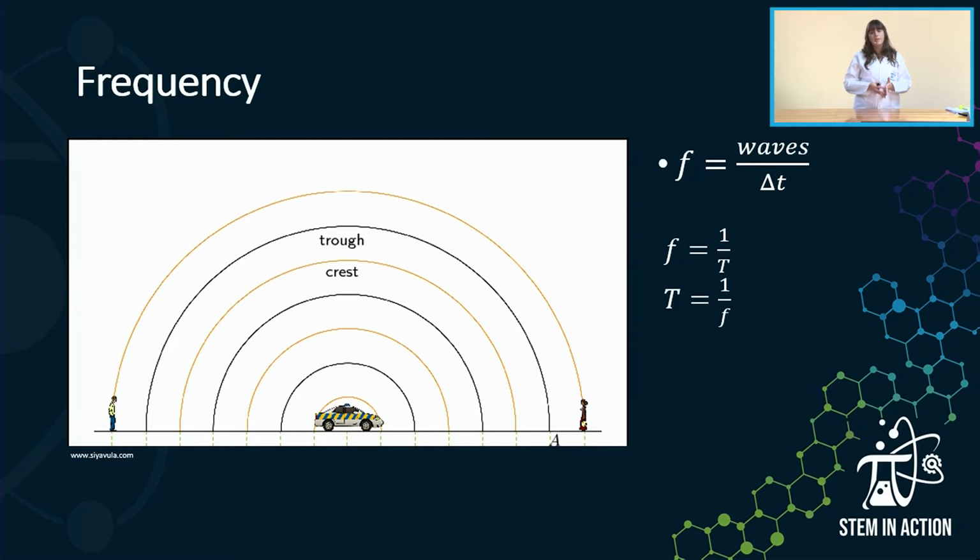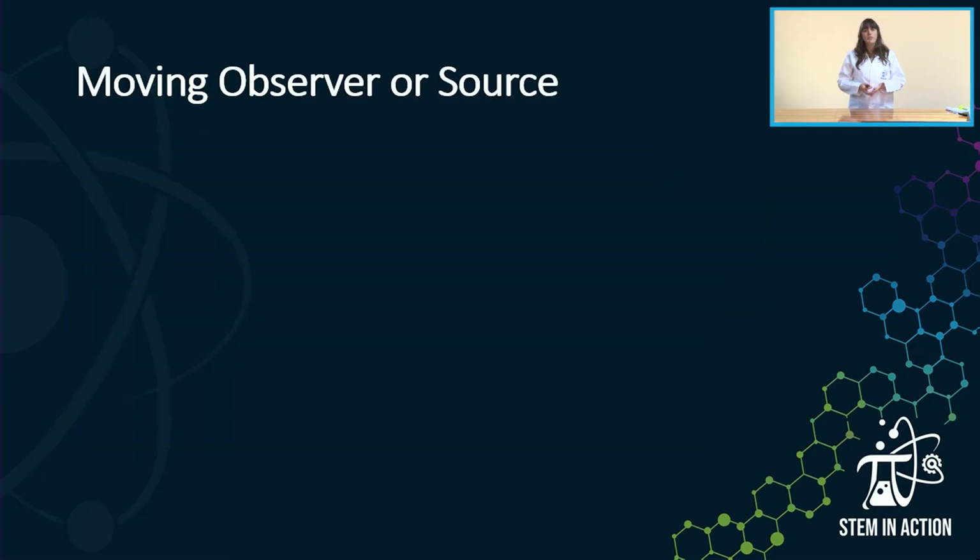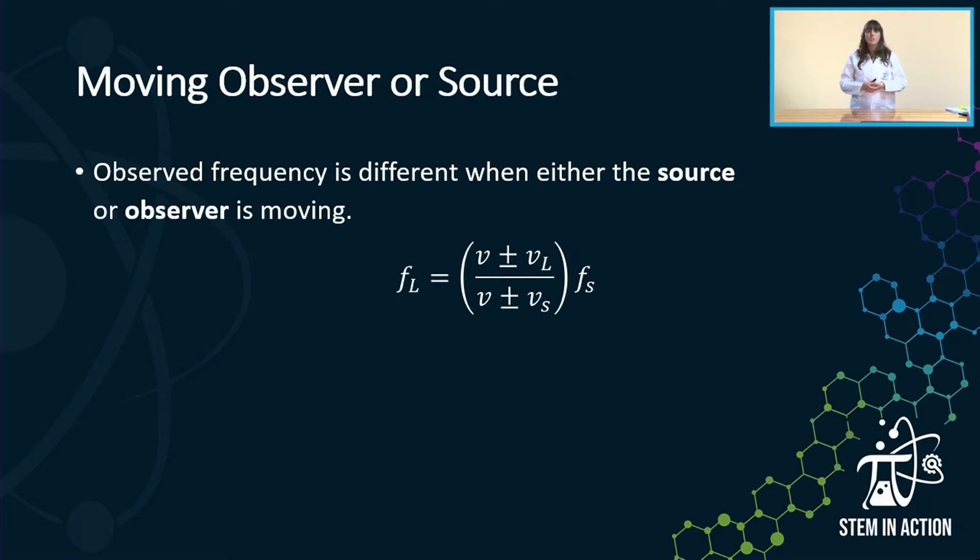Also remember that frequency is equal to 1 over period, and period is equal to 1 over frequency, where period is the time taken for one wave. If we then have a moving observer or source, that is when we are going to get a shift in the pitch that we hear. And so we get the frequency that the listener hears. Remember that frequency and pitch are related, so if we are hearing a different pitch, it means the frequency that we are hearing has changed.